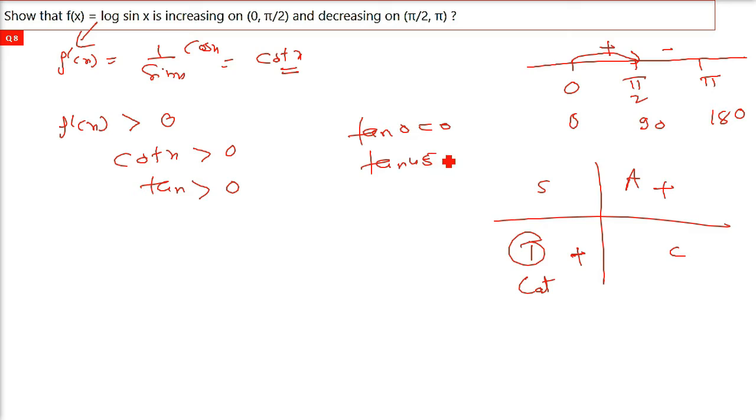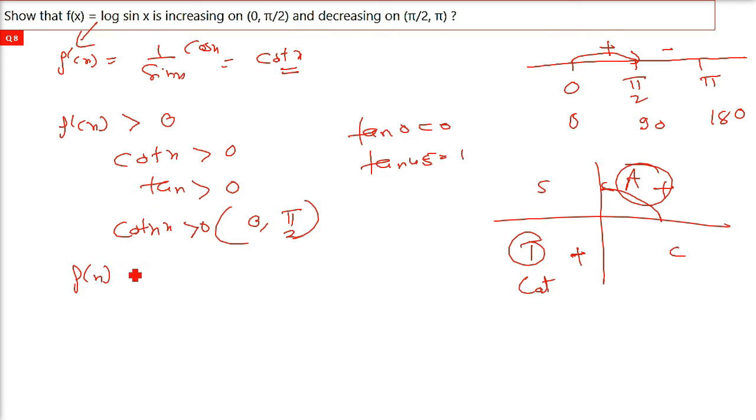But we are not talking about angle here. We are talking about the interval. So we know in trigonometry, from 0 to pi by 2, cot x will always be greater than 0, because this is the first quadrant I'm talking about. And in the second quadrant, what will it be? In the second quadrant, cot is going to be negative. So f dash x less than 0 means cot x should be less than 0.